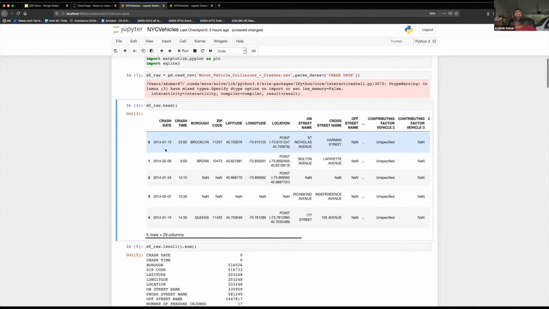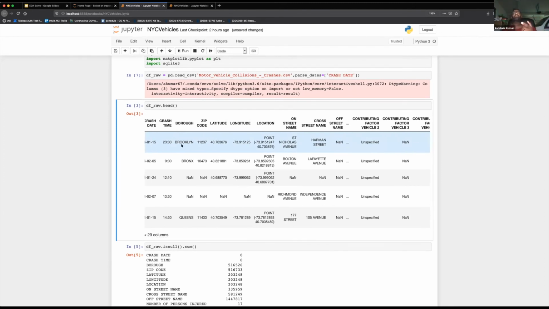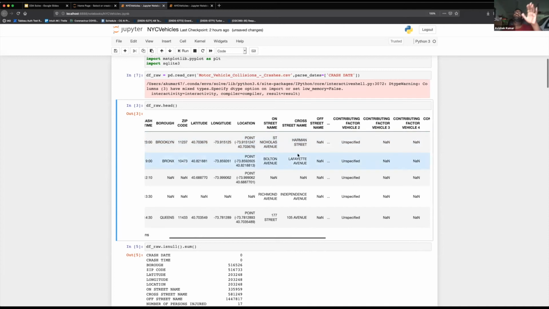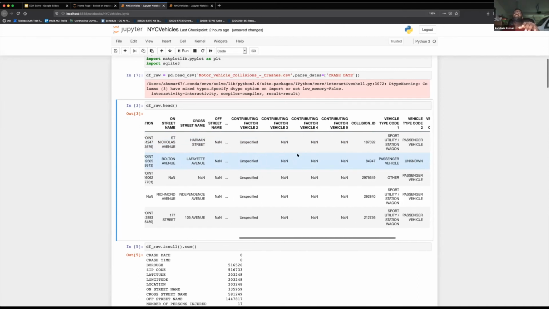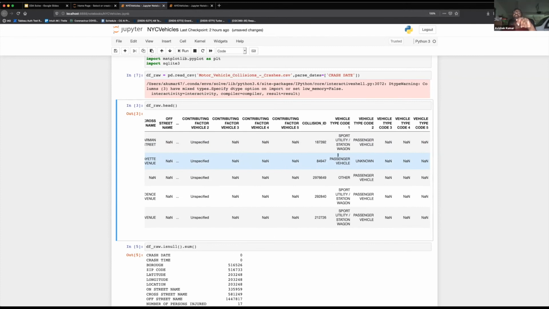So you see you have crash date, time, what borough. There are 5 boroughs of New York City, your zip code, and your location. You have latitude, longitude, streets, and then what contributing factors there were, how many vehicles were involved in the crash, and the type of vehicles involved. And then you have a collision ID, which I would suspect is a unique identifier.